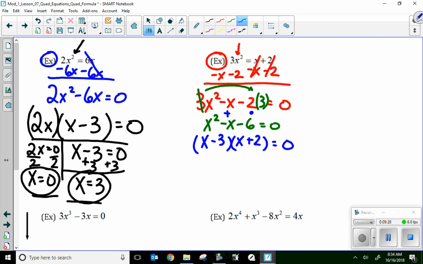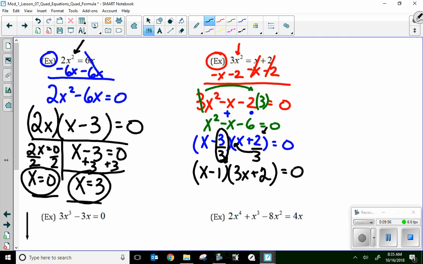All right? I slip the 3 in the back of multiplication. So I bring the 3 back in through division. So I have x minus 1 because this reduces to 1. And I cannot reduce 2/3. So I bring my 3 up, and I have 3x plus 2 equals 0. All right? That is factored completely. These are things we've done before, factoring.